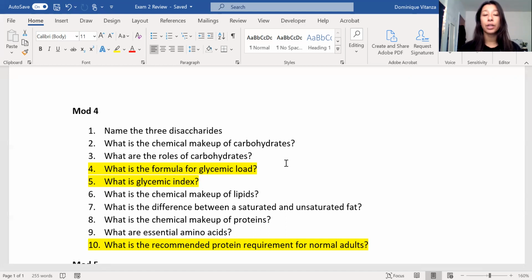And then the last question for this one is, what is the recommended protein intake for normal adults? What is recommended for normal adults? What about for strength athletes? And then what about for endurance athletes? Is there a difference in how much protein they should be consuming and why?